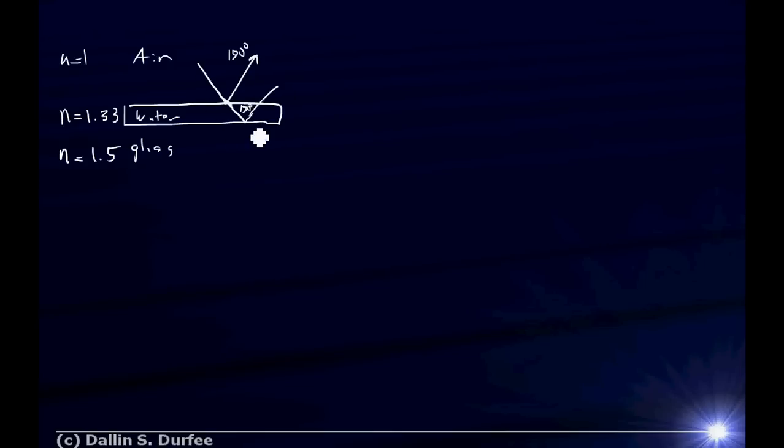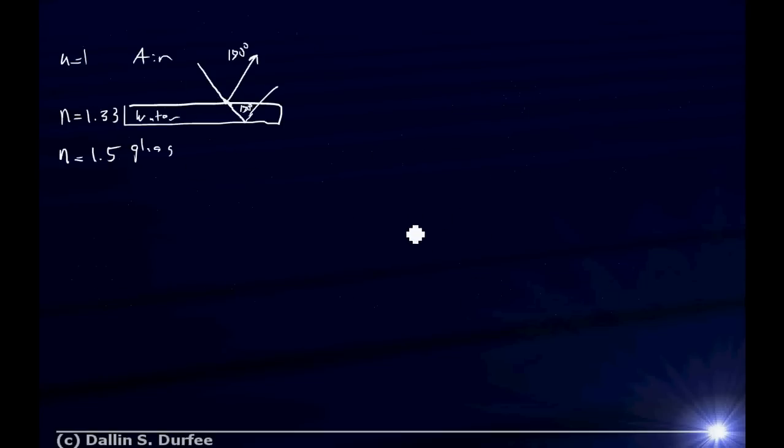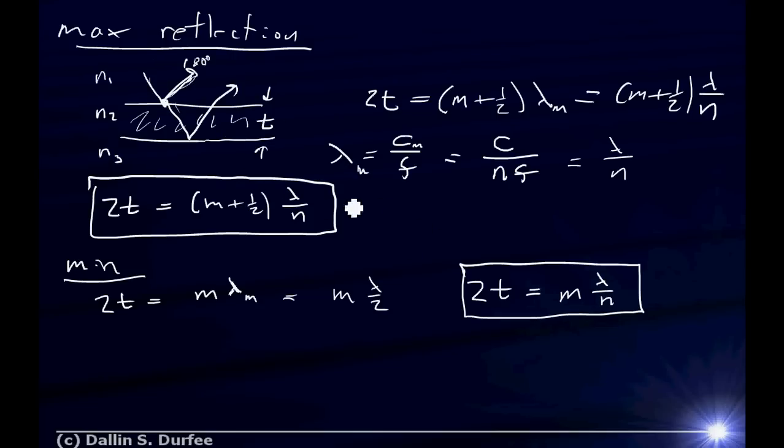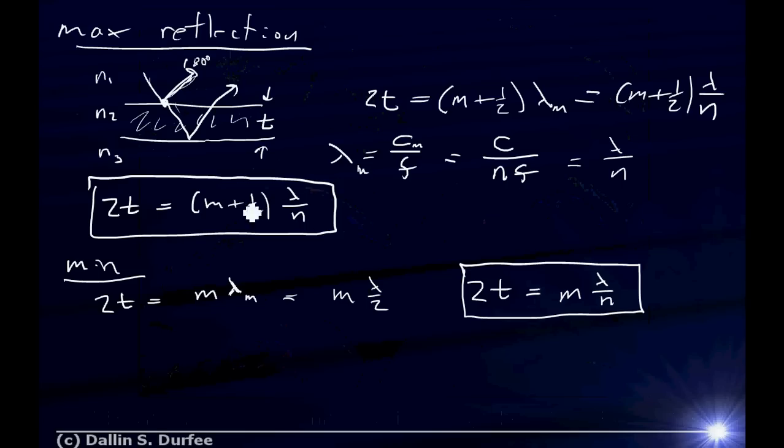So when I have this case, if I want to get maximum, I want this to be an integer number of wavelengths because they both get this 180 degree phase shift. When we talk about a soap bubble, these are the equations we use for maximum and minimum reflection. But if, instead of going from high to low index, I go from low to higher index, these two equations are going to swap. Same thing if I go from high to lower to even lower index. These two are going to swap.